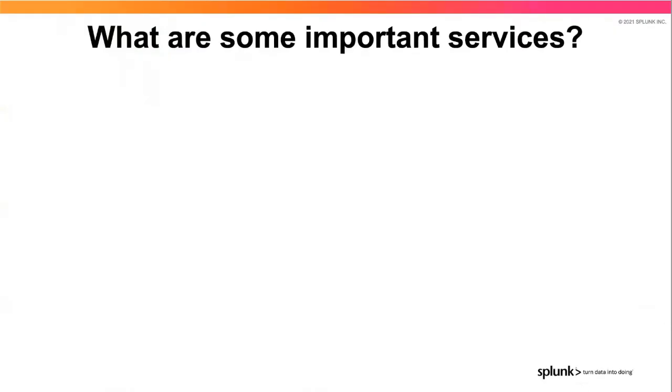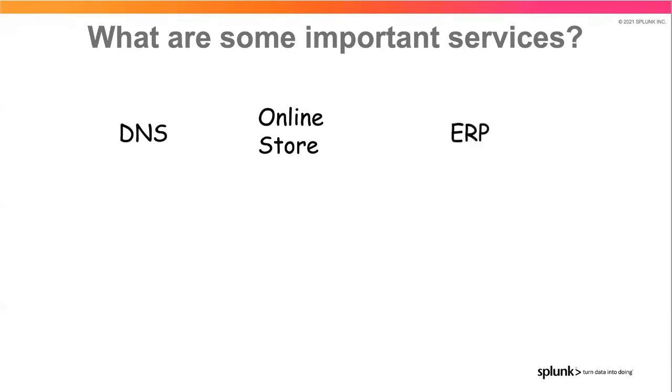All right, so you've decided on a service, or maybe you have a couple of different services in mind. We're going to start to list those out and figure out which are the ones that we want to perform that service decomposition on. So we have a couple of different options here. Maybe we're thinking about doing a DNS service, or modeling the health of our online store, or perhaps the health of our ERP system.